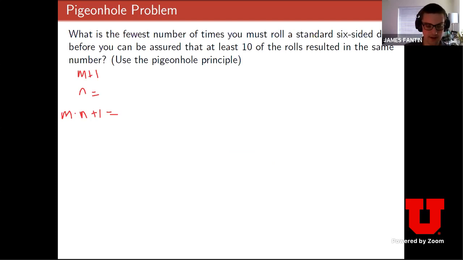Somebody in the chat said that m times n plus 1 is equal to 10. It's a good guess, and there is an equation on here that is equal to 10. But remember that m plus 1, can anybody tell me what does m plus 1 represent? The value of m plus 1.